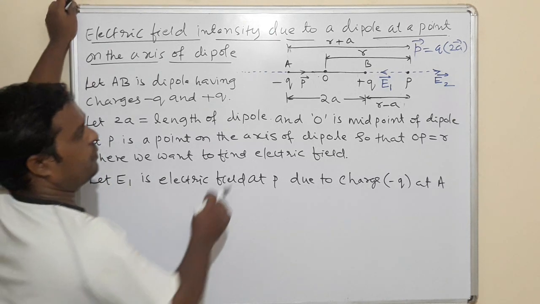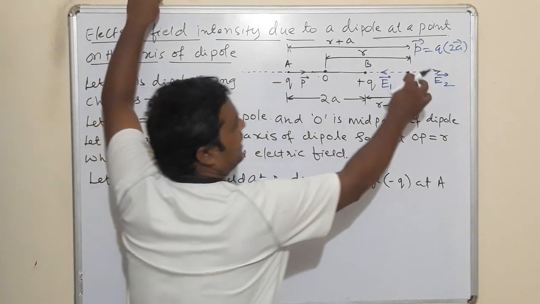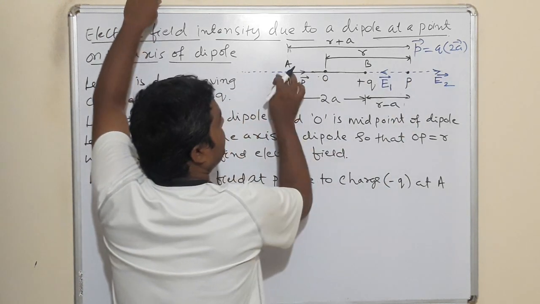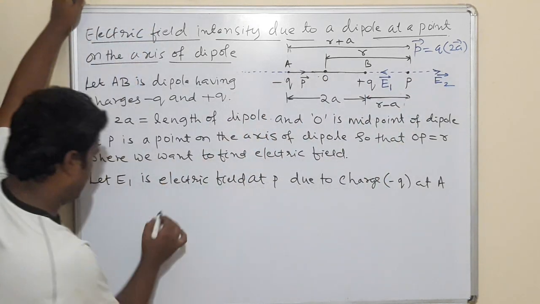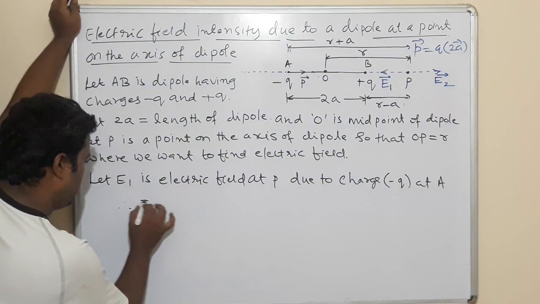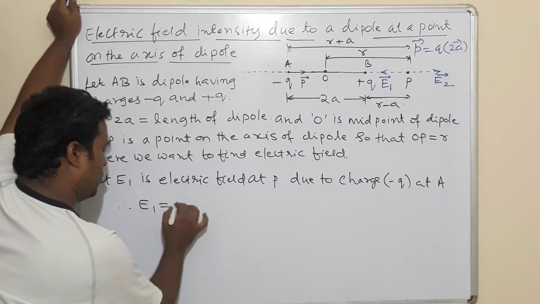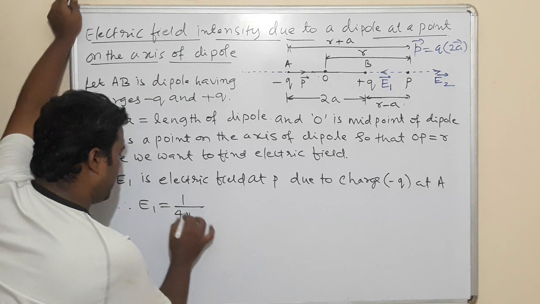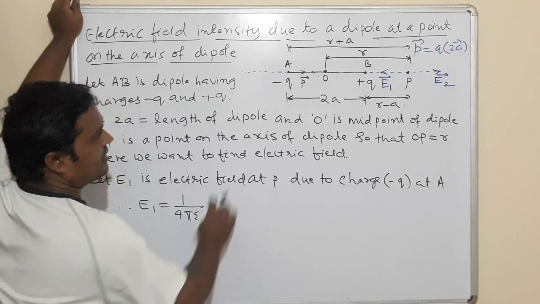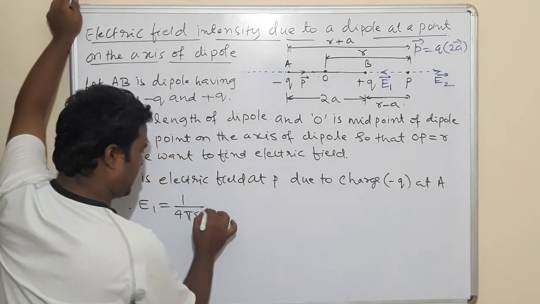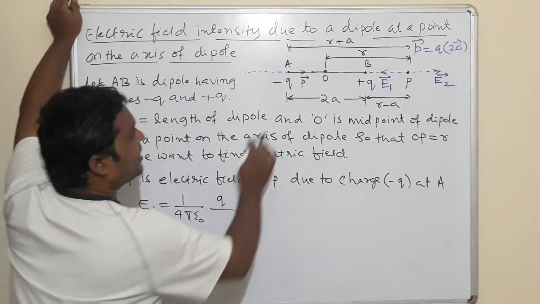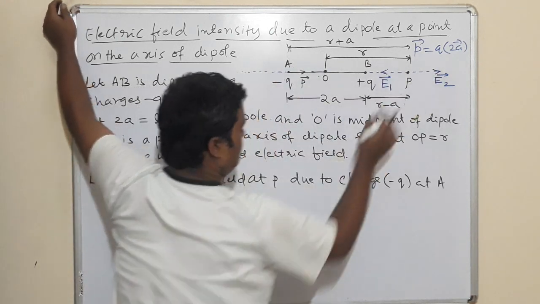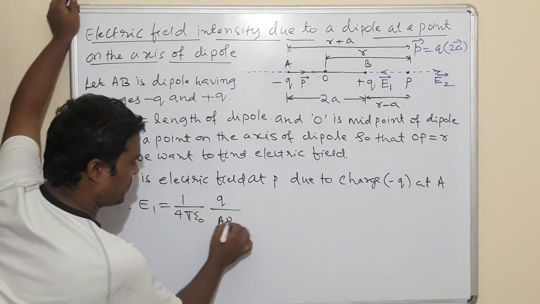What is the electric field due to this charge at this point? Distance is R plus A. Therefore, E1 is equal to 1 by 4 pi epsilon naught, charge is Q, distance is A to P. First I will write it as AP square.